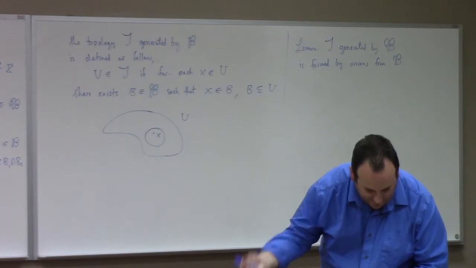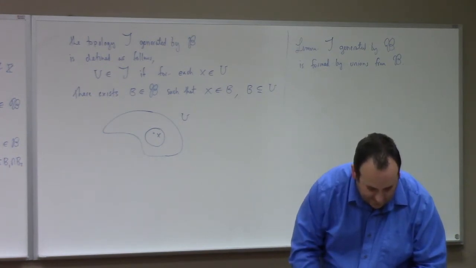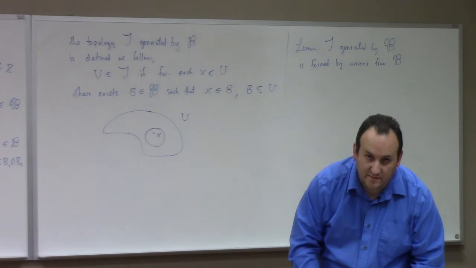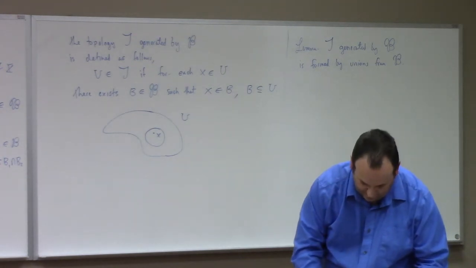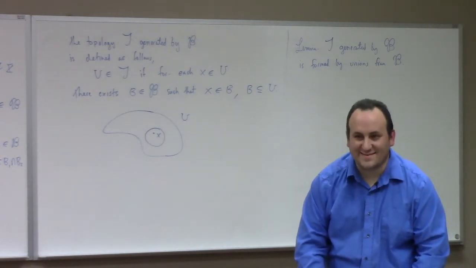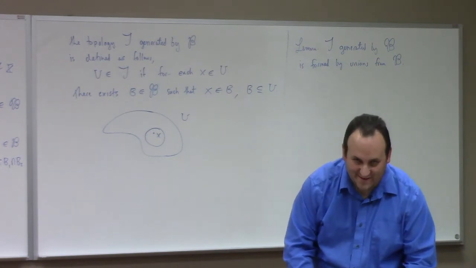Let X be a set, B be a basis for the topology on X, then the topology on X equals the collection of all unions of elements of B. Of course, that includes the empty union. Otherwise, we'd be in trouble. Right?